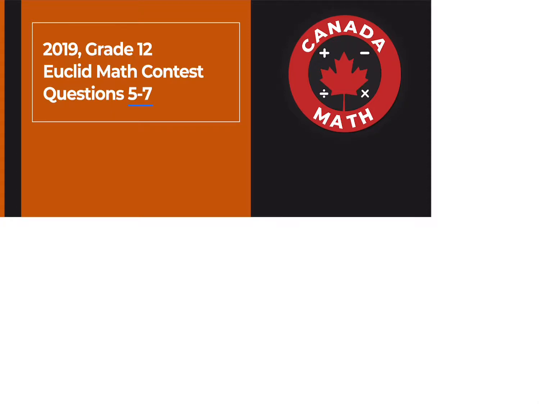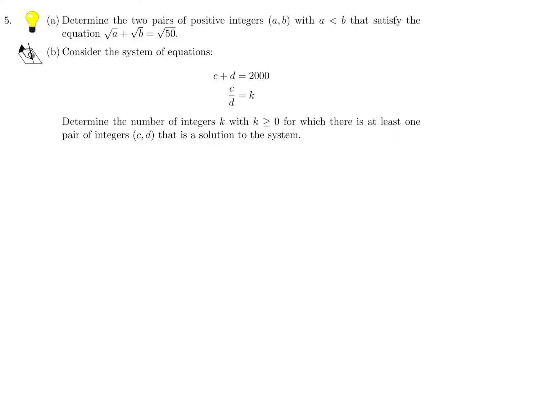Questions 5 through 10 on the 2019 Grade 12 Euclid Math Contest. Determine the two pairs of positive integers a, b with a less than b that satisfy the equation root a plus root b is equal to 50. So how do we do this? Do we use inspection? Interesting question.